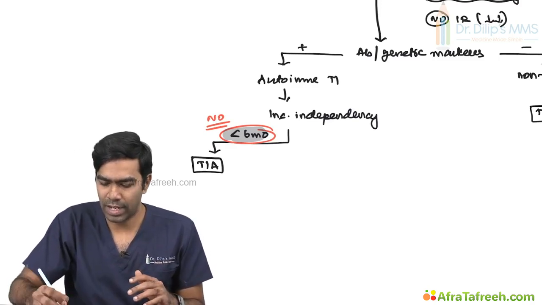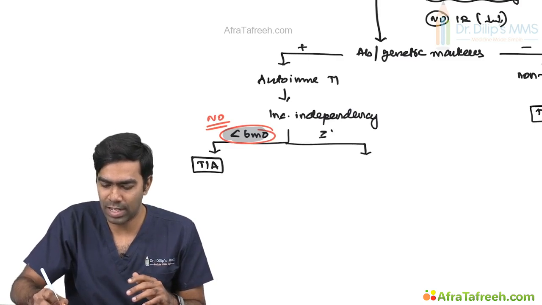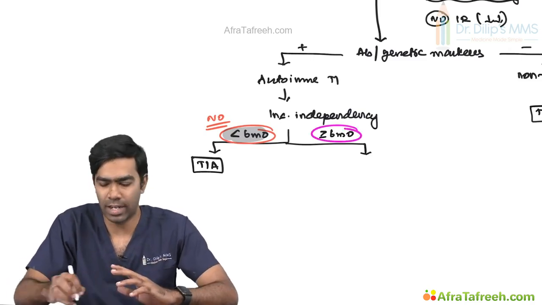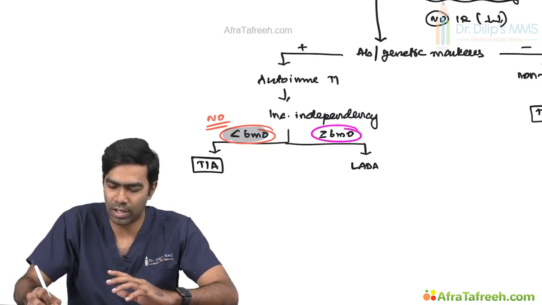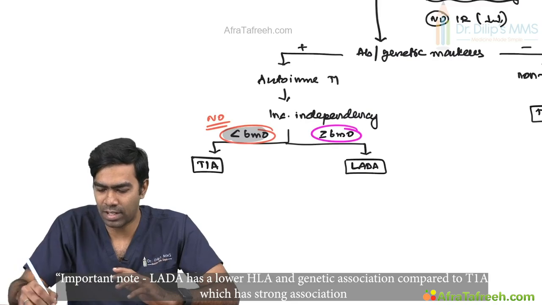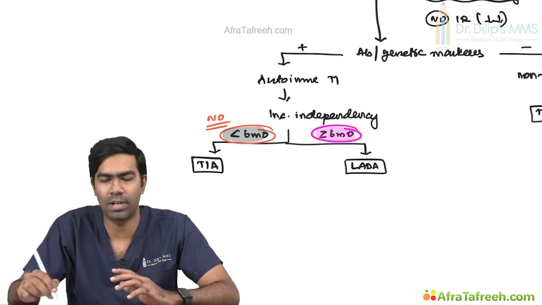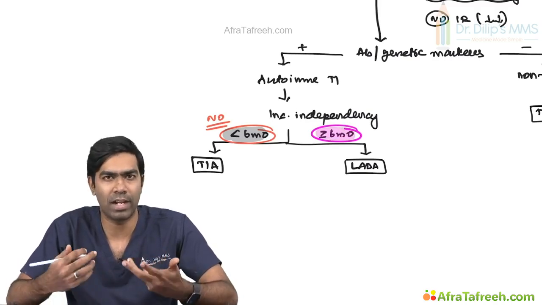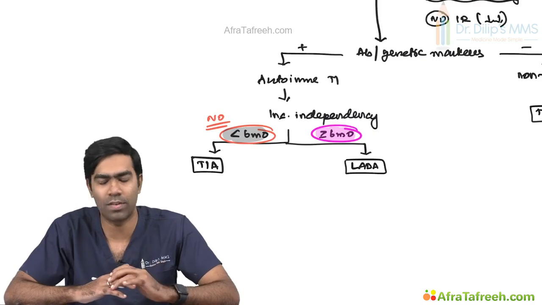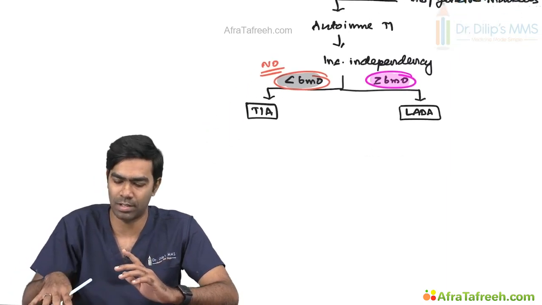Suppose the insulin independency lasts for at least 6 months or more, that's a very important diagnostic criterion for LADA. Then this disease will be called latent autoimmune diabetes in adults. The definition clearly tells the patient should be insulin independent, which means they will be maintained either without insulin or with oral drugs for at least 6 months or more. That is what we refer to as latent autoimmune diabetes in adults.